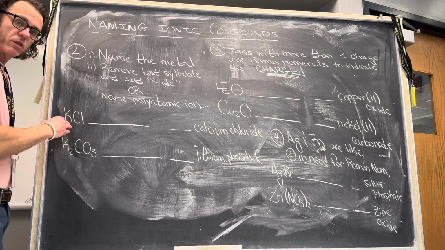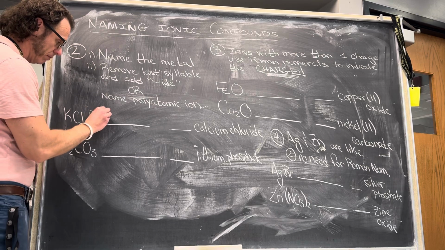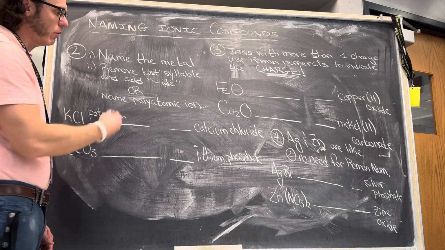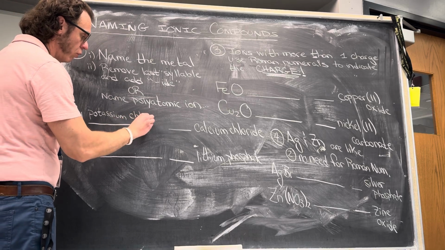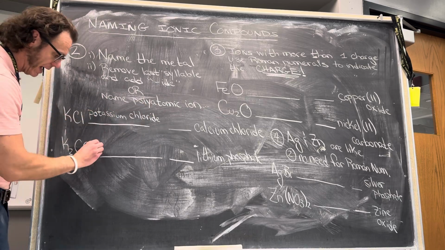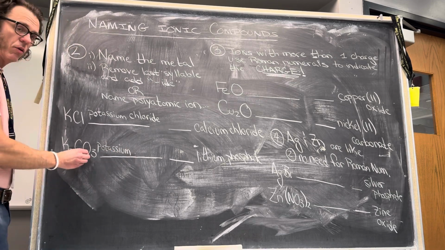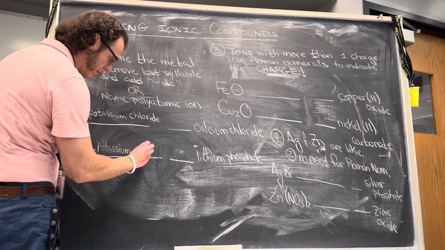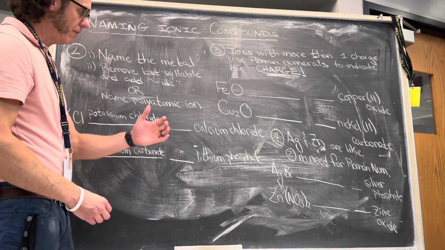So this first one is KCl. I know my metal name, K is potassium. And then Cl is chlorine, but we remove that last syllable and add ide. Potassium chloride. Your ending is ide there. Just like down here, you got a polyatomic ion, you got potassium again. But CO3, if you look at your polyatomic ion list, the name of that ion is carbonate. So potassium carbonate.